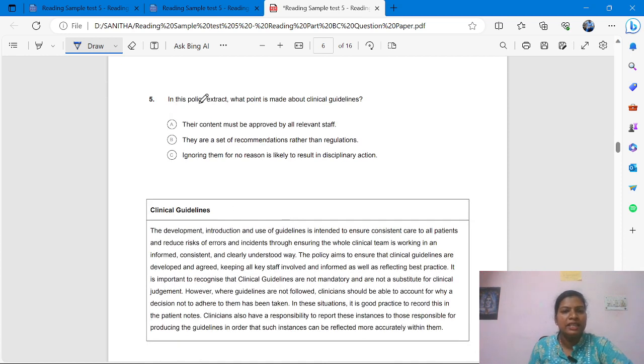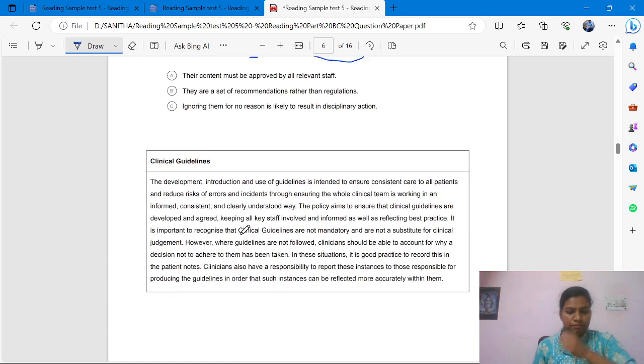Okay, in this policy extract, fifth question: in this policy extract, what point is made about clinical guidelines? So, some clinical guidelines are given here. What point is made? We have to find out the point. Then we have to read the guidelines.